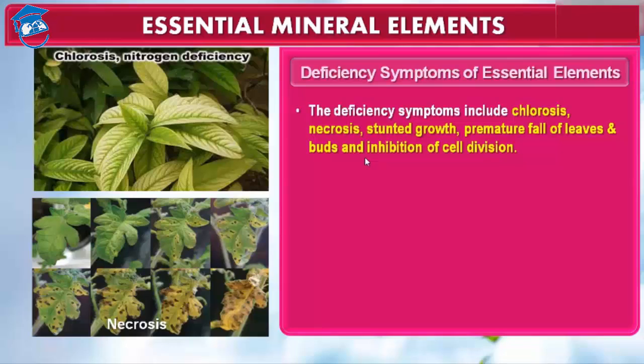So what are the deficiency symptoms of essential elements, students? First, chlorosis, that means the yellowing of leaf, and second is necrosis, that is death of tissue, and third is retarded growth, that is stunted growth, and fourth is premature fall of leaf and bud before the arrival of the autumn season. And fifth, inhibition of cell division. These are the deficiency symptoms of essential elements.